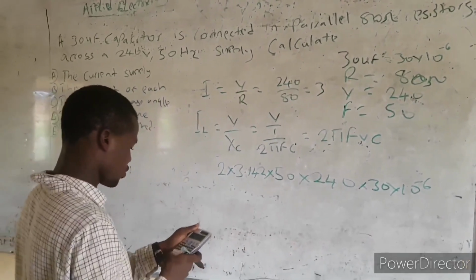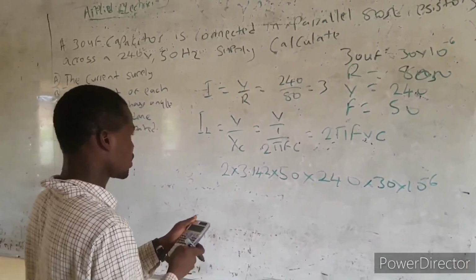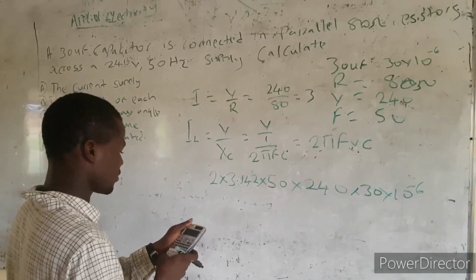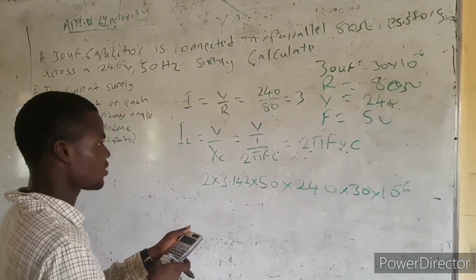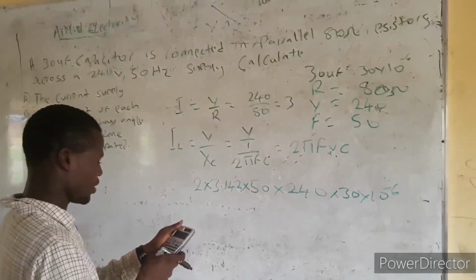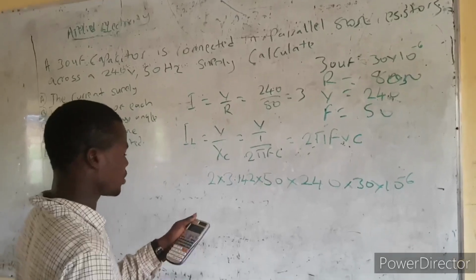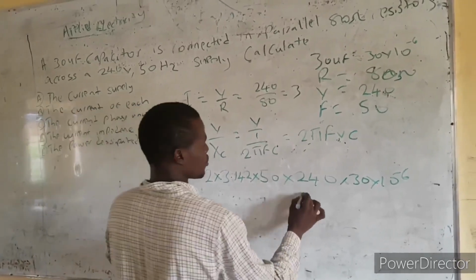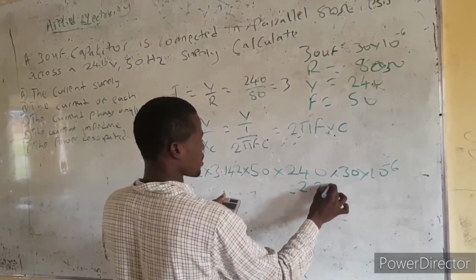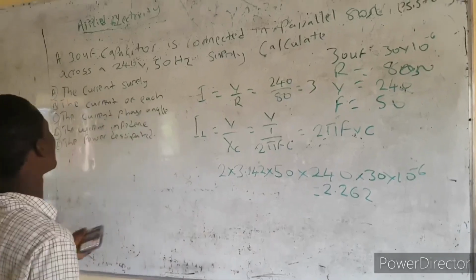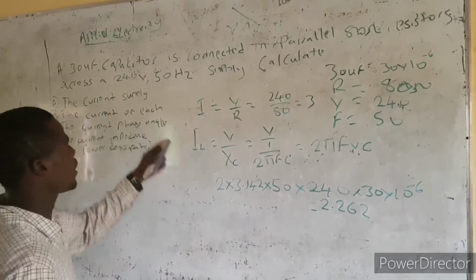So we have to sum this up: 2 times 3.142 times 50 times 240 times 30 times 10 raised to the power of minus 6. When we calculate this, everything is going to give us a total of 2.262. So that's for A, the current in the capacitor. Now the current of each branch.